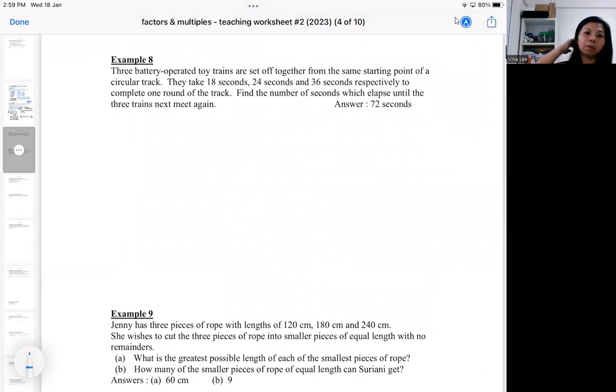In the next two examples, we got battery operated toy trains. They're going to go around a circular track. For the first train, every 18 seconds, it will complete a round. So 18 seconds, it will complete a round. That means 36 seconds, it will complete 2 rounds. And then 54 seconds, it will be 3 rounds. So we are listing the multiples of 18.